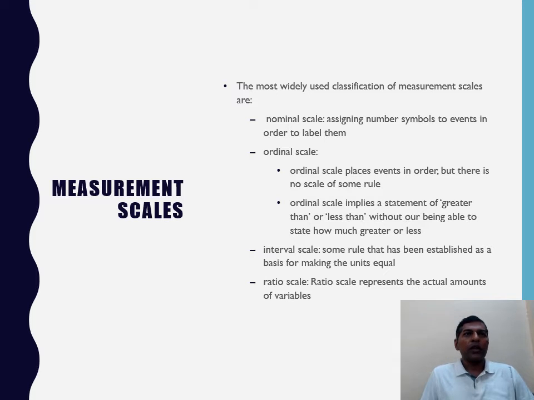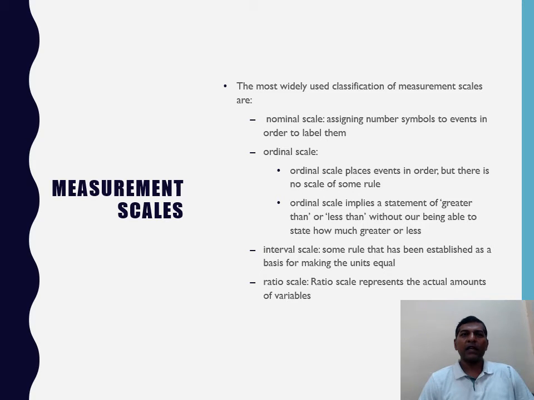The ordinal scale places events in order, but there is no scale with rules. It is a generalized method where we differentiate between things not only with numbers, but we can say this is bigger, this is smaller, this is larger, this is greater. They do not provide how much, but we are still able to differentiate between the items or objects.